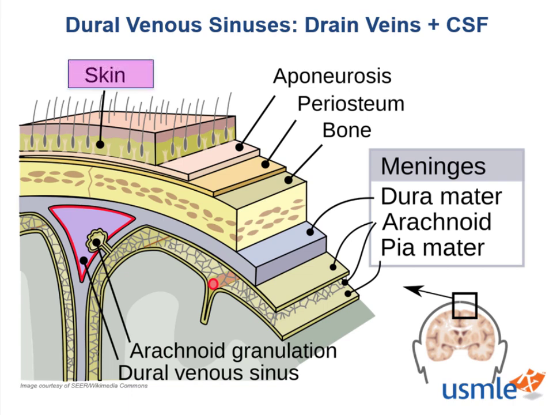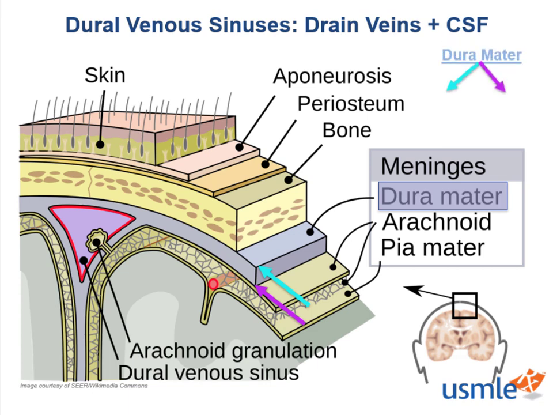Starting with the skin, it is followed by a thick connective tissue layer called the aponeurosis. Under that is the periosteum, which is the layer that provides nerves and blood supply to the underlying bones of the skull. Once inside the cranium, there are multiple layers of meninges. The outermost and toughest layer is called the dura mater, and it is composed of 2 layers as indicated by the arrows. This is important as the teal arrow represents the periosteal dura mater layer.